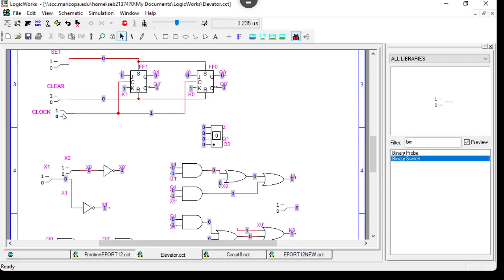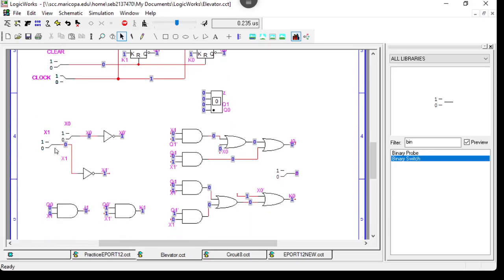That is the sequential circuit that I just analyzed, a simple elevator that uses two flip-flops. It's routed to a clock. It has a clear. And it has two given inputs.